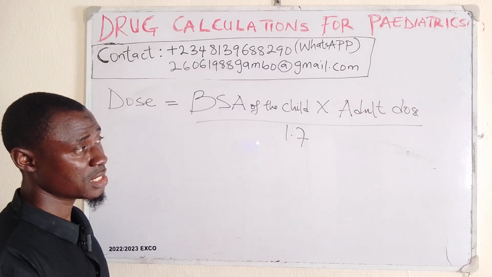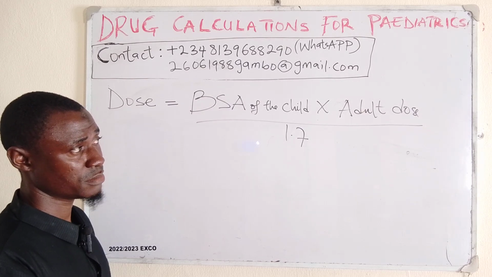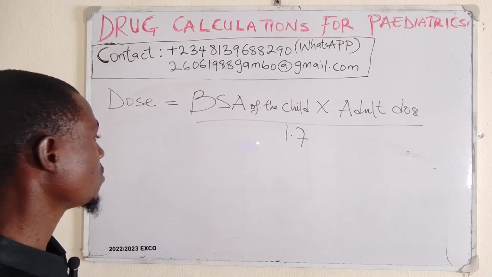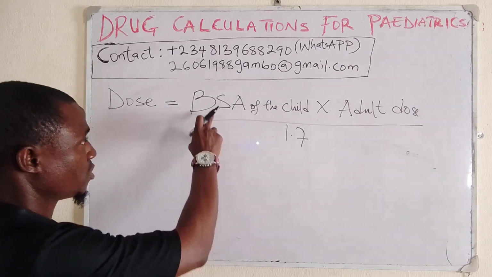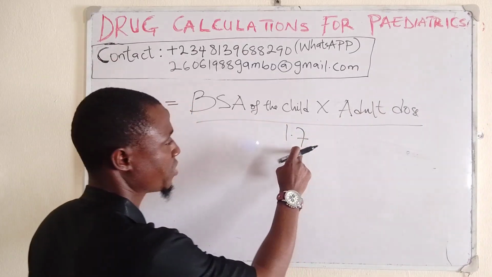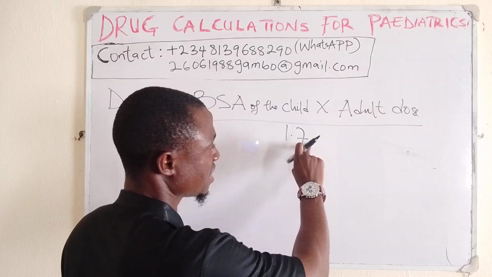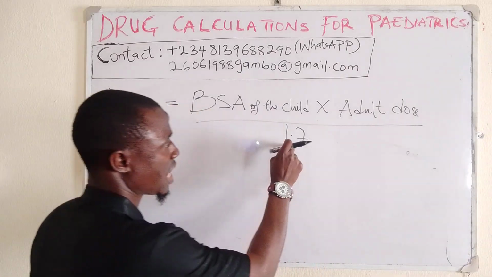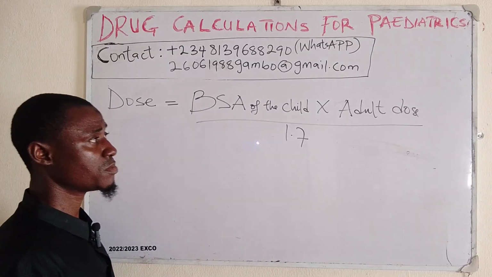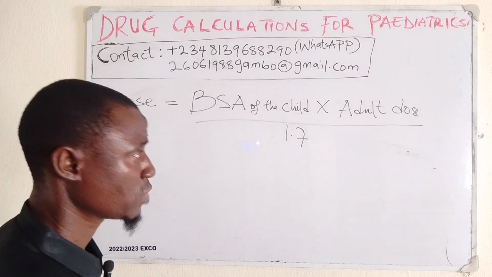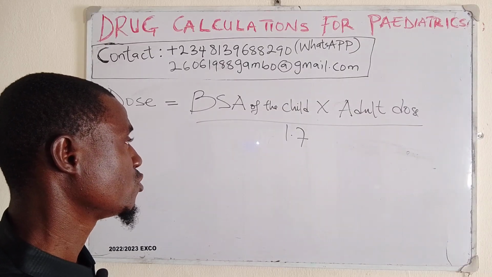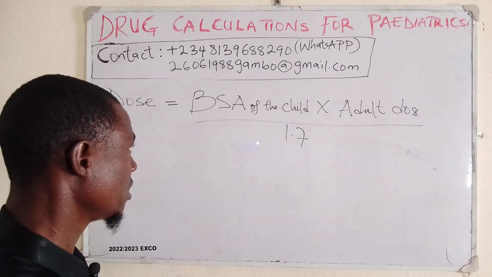It's an essential part of the topic. Now, if you look at this particular formula, it says body surface area of the child multiplied by the adult dose over 1.7. 1.7 here is the average adult body surface area. That is 1.7. So this is the formula that we are going to be using to calculate the dose of a drug that has link to body surface area.